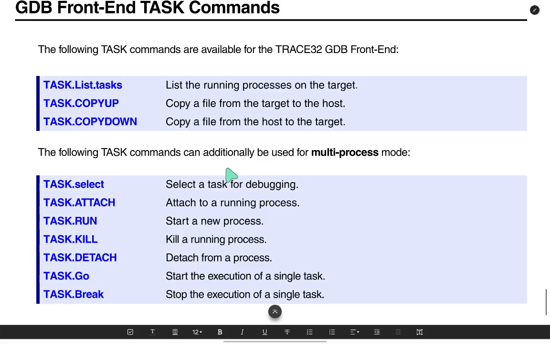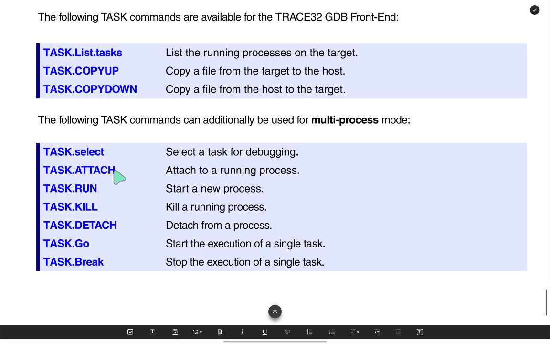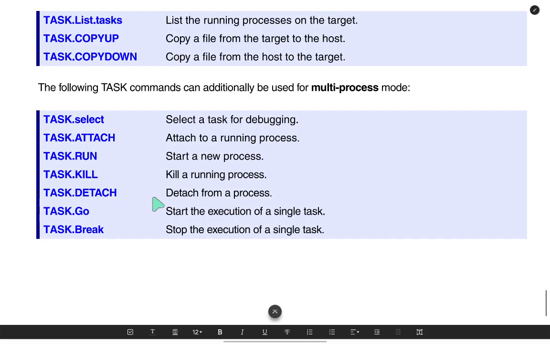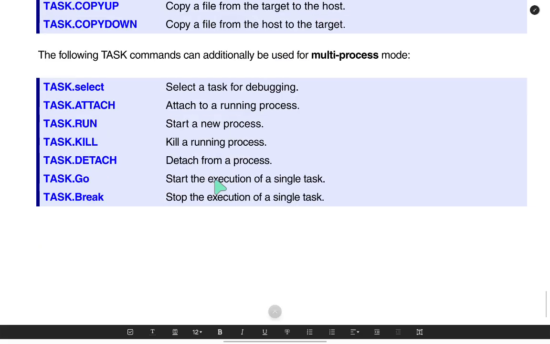The following TASK commands can additionally be used for multiprocess mode. TASK.Select: select a task for debugging. Attach: attach to a running process. Run: start a new process. Kill: kill a running process. Detach: detach from a process. Go: start the execution of a single task. Break: stop the execution of a single task.